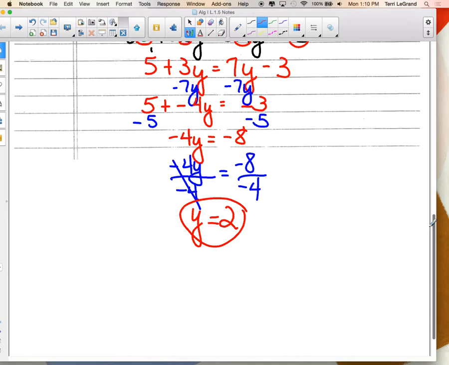When we have 7y take away 7y, oftentimes students forget that that 3 is not a positive 3, it is a negative 3. It has to come down as a negative 3, okay? Questions? Okay, let's go back to the back side then and see what we got back there.